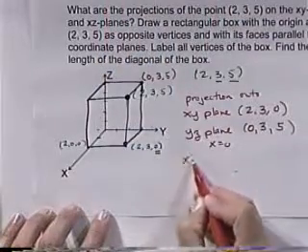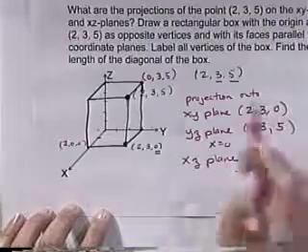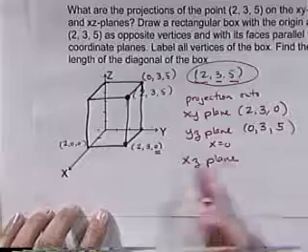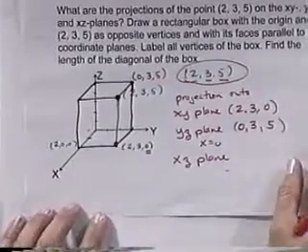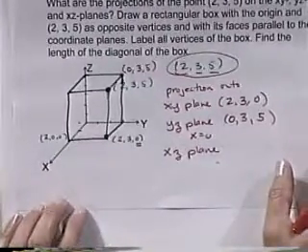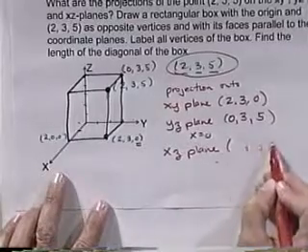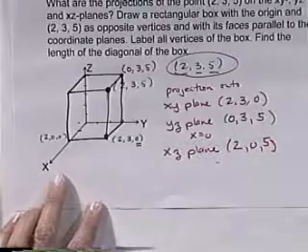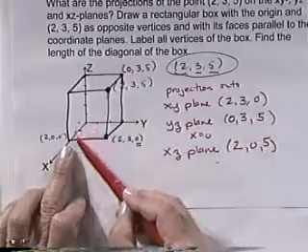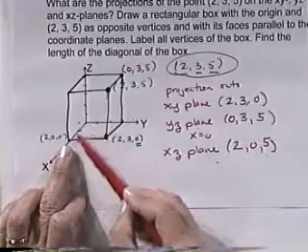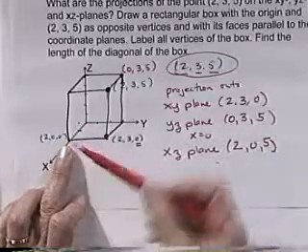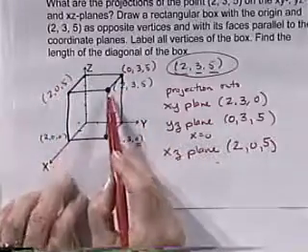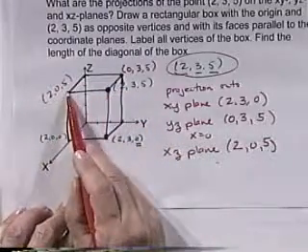Now let's try the XZ plane. If I want to take the projection of the point 2, 3, 5 to the XZ plane, if you're in the XZ plane, what coordinate is equal to 0? Y. So if y is 0, then the x-coordinate has to be 2, the z-coordinate has to be 5. Where's 2, 0, 5 going to be? Go over in the x direction 2, go in the y direction 0, stay where you are, then go in the z direction 5. Right here is the point 2, 0, 5. And notice that's just dropping a perpendicular from that point over to the XZ plane.